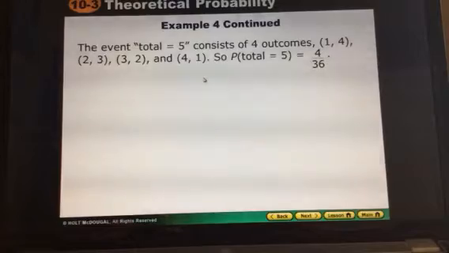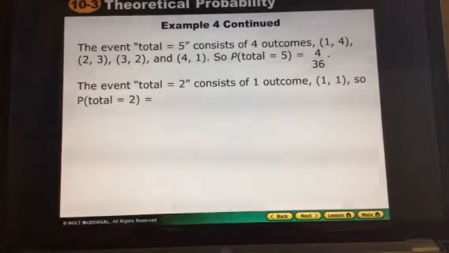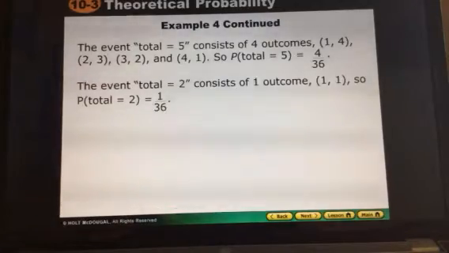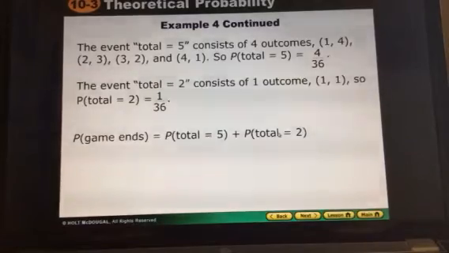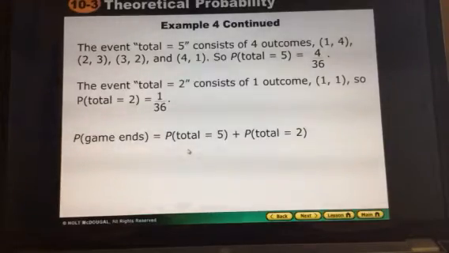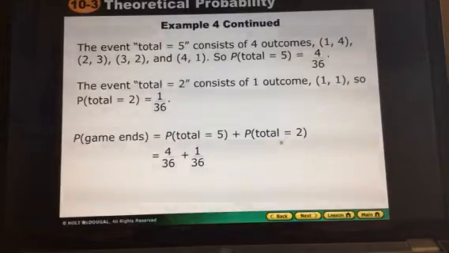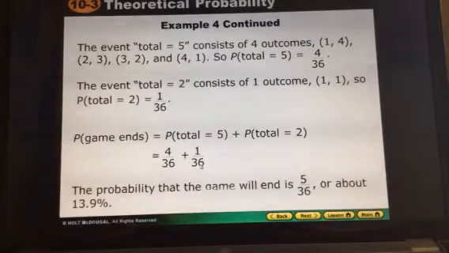The probability of a total of 2, there's only 1, so that would be 1 out of 36. So if we're going to say you either win or lose, and that's what's going to happen if the game ends, then the game ends if you lose here, if it's a total of 2. So we know that the total of 5 probability is going to be 4/36. Total of 2 is 1/36. So together that is 5/36, or about 13.9, almost 14%.